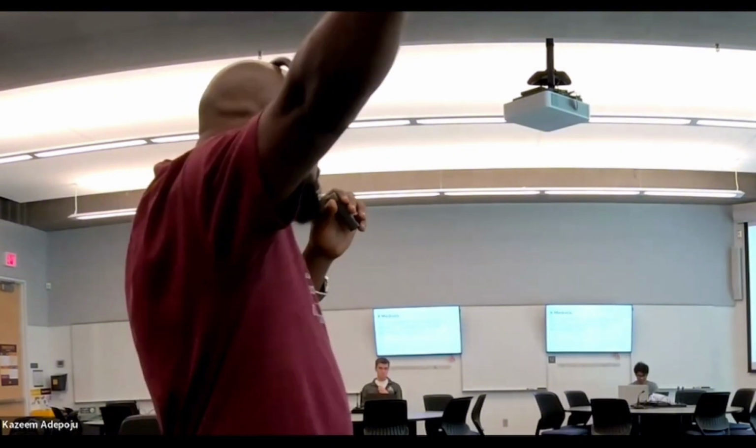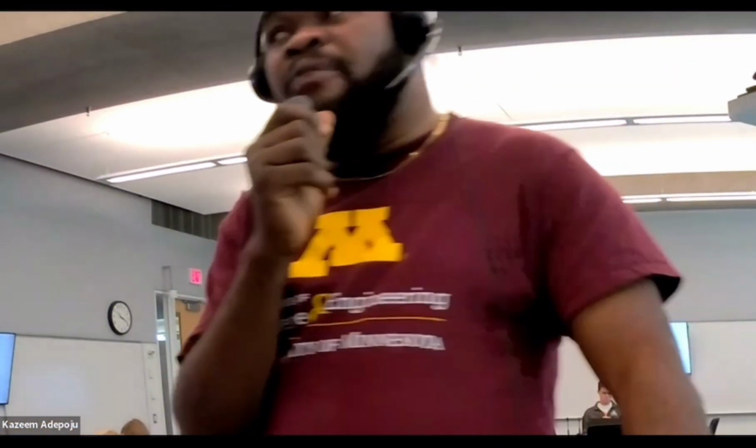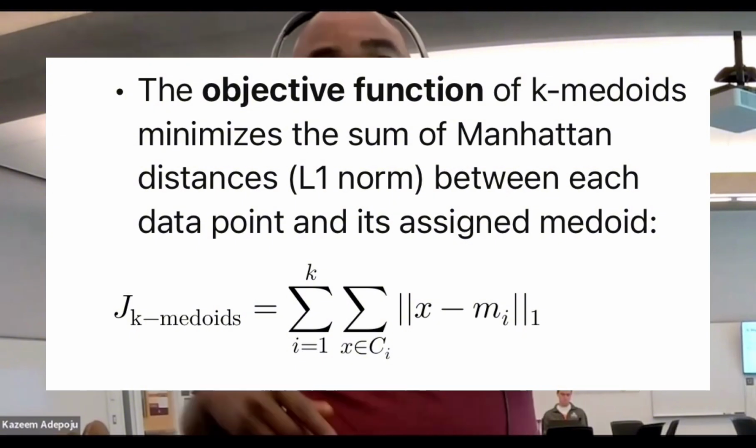If you want to calculate the distance, k-medoid uses Manhattan distance, which is the absolute difference. Manhattan distance is the L1 norm, while k-means uses Euclidean distance, which is the L2 norm. So the L2 norm is different from the L1 norm. The L2 norm is talking about something squared, but L1 is talking about absolute difference.